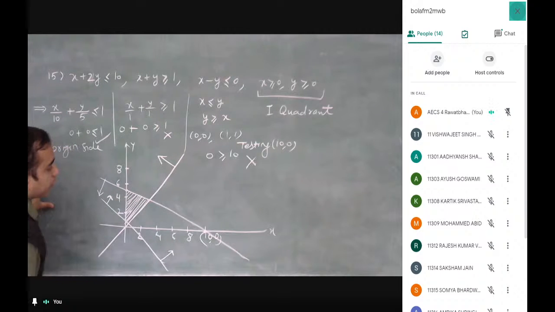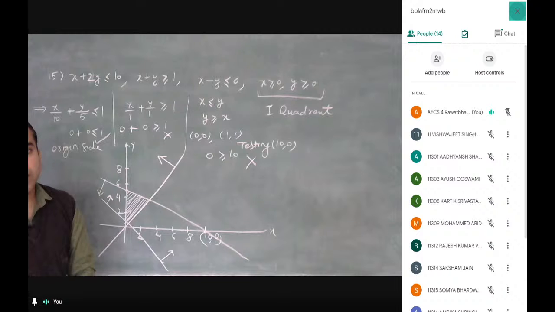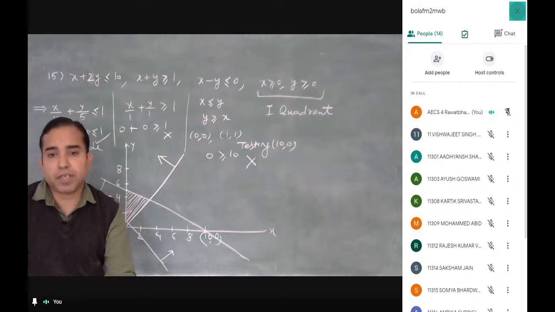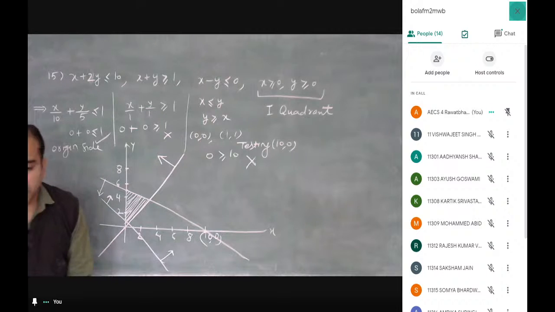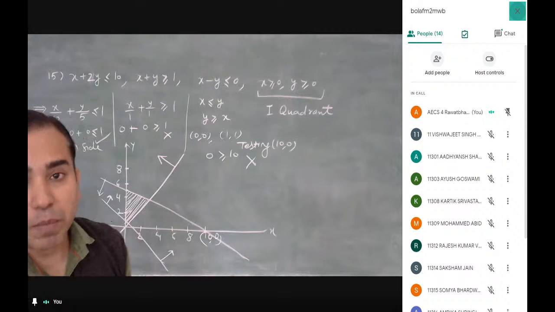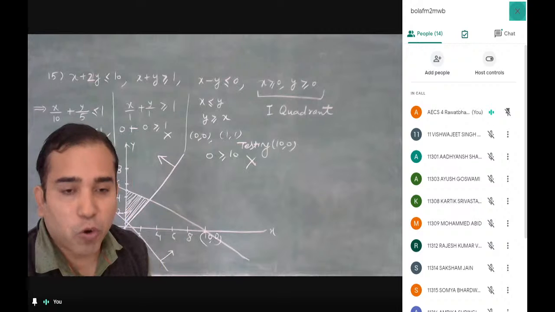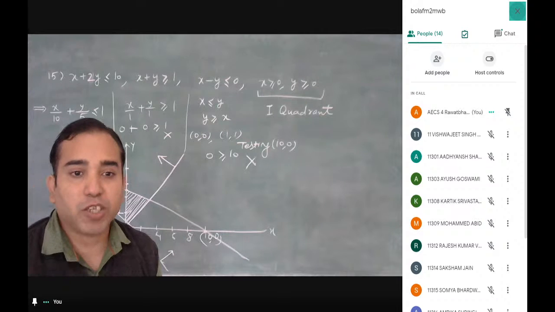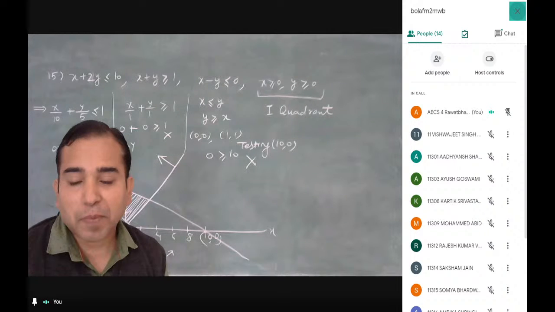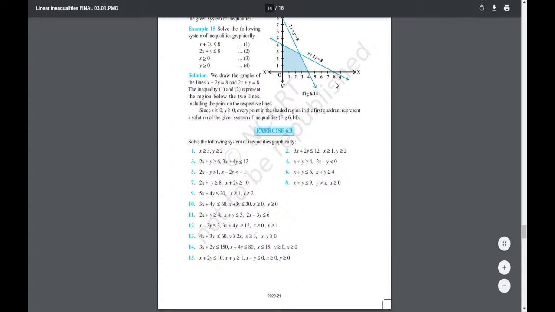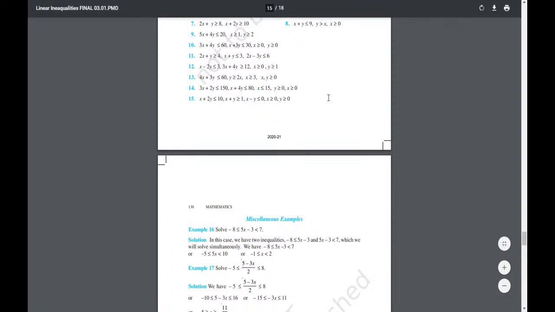So here we get the final solution of all the five simultaneous linear inequalities. Okay, some questions which I have skipped for you people. I hope you people will find the time and you will complete them. Please complete them, and let us move ahead towards the next exercise, the miscellaneous exercise.